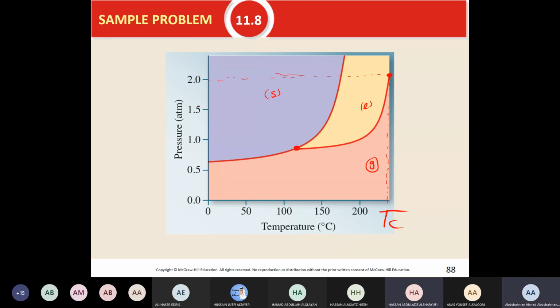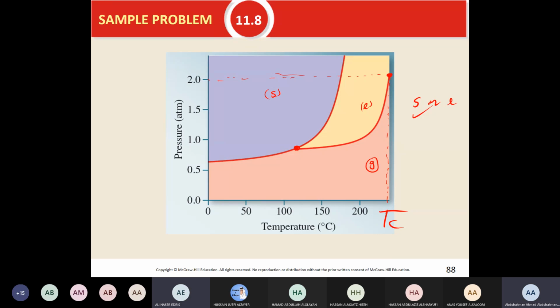Good. Which is more dense in this compound, solid or liquid? Solid. Solid is more dense, because if you put this point under pressure, it will change to solid. Is this clear? Yes. Good.